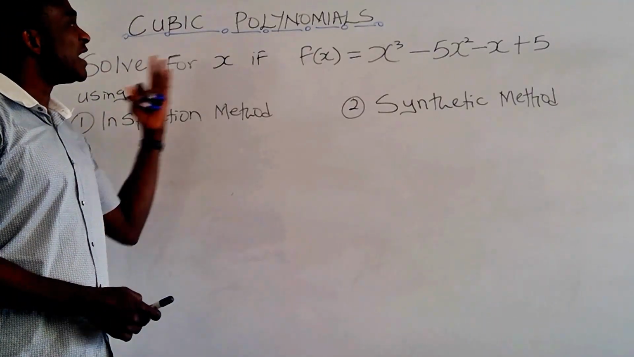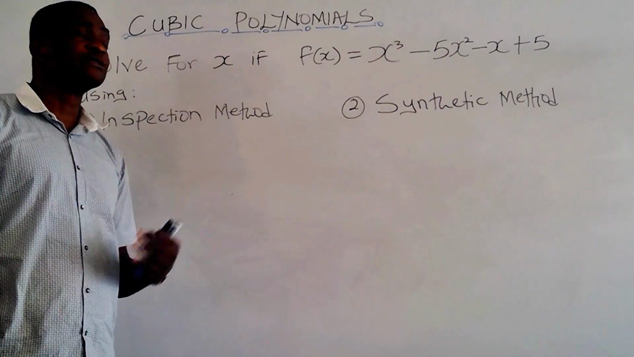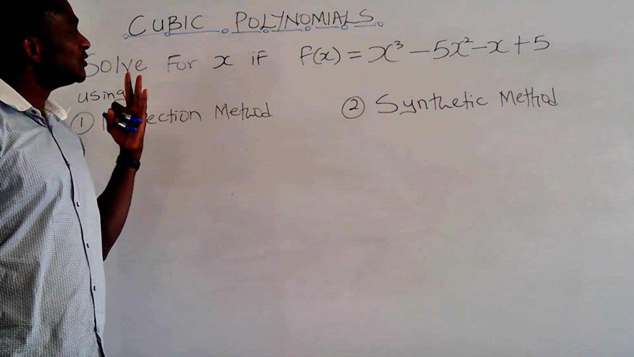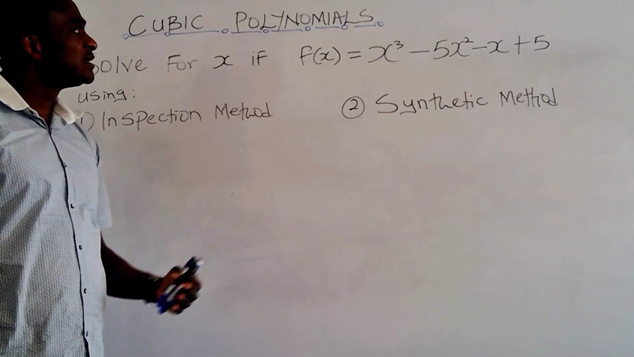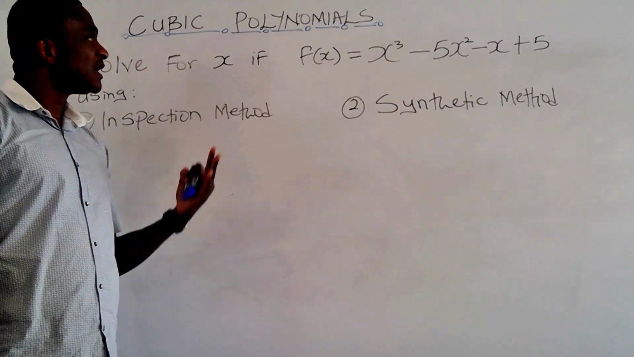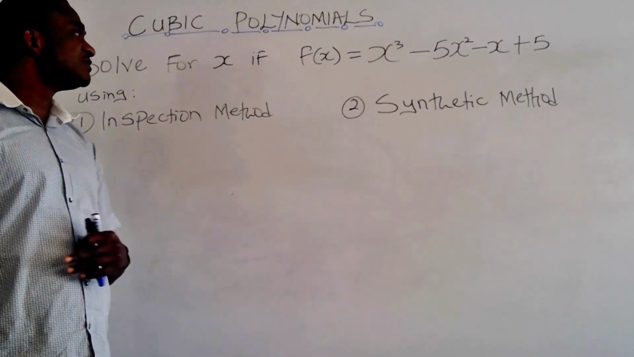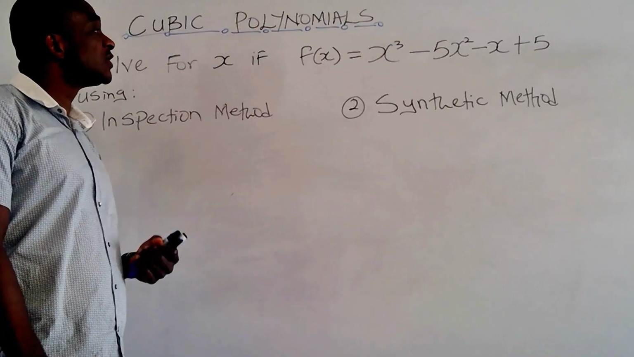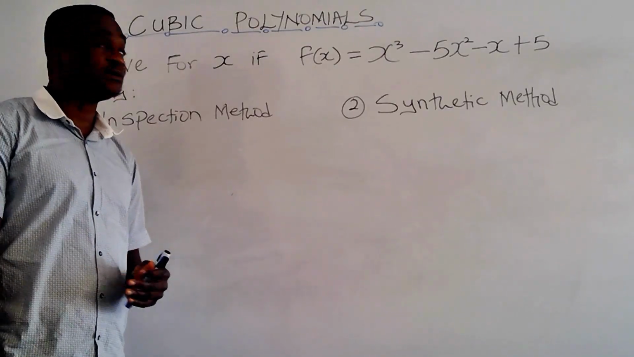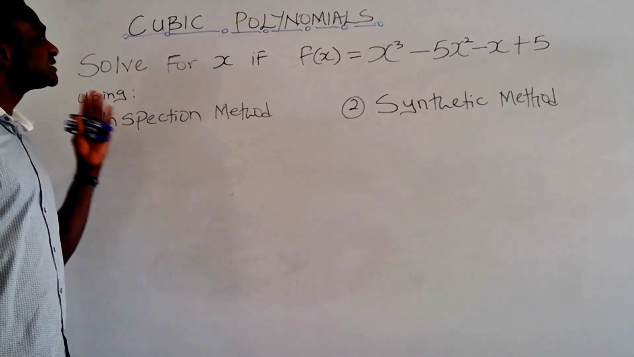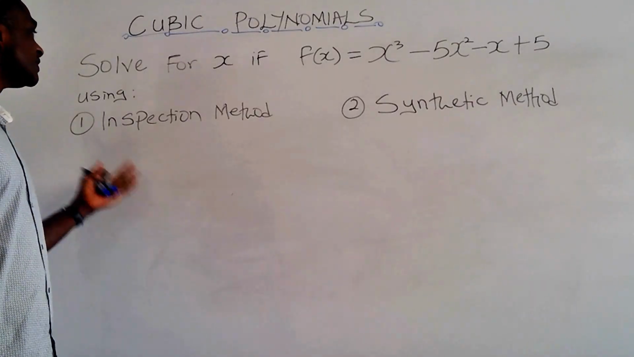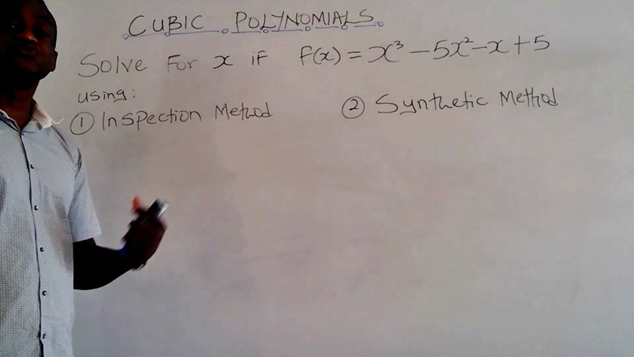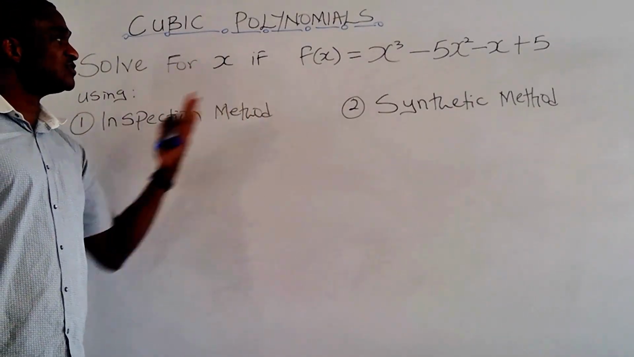We can solve by factorization. We can solve using grouping, that is factorization. And we can solve using the inspection method. We can solve using the synthetic method, and we can also solve using the long division method. But here we have a function they are asking us to solve using the inspection method and the synthetic method. So we go through how we solve using these two methods.